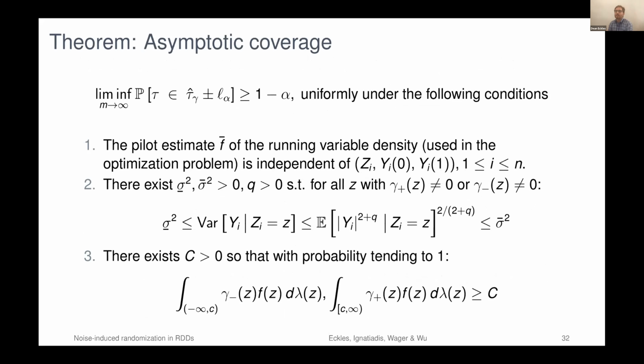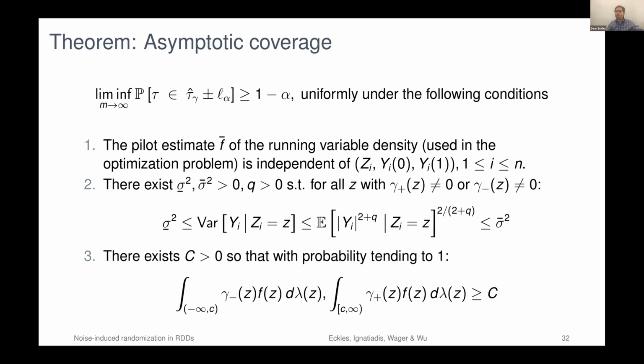Then we have some results about the asymptotic coverage of these confidence intervals. And so this has some requirements in order to get this asymptotic uniform coverage. The first one here is that we need to actually estimate this density of the running variable using some data that's independent of what we actually use for the rest of the estimation. I think in practice that may not be super important, but you can also do this using sample splitting. And in a lot of cases, we may have other data about the distribution of the running variable, precisely because we have other data about the measurement error in the running variable.